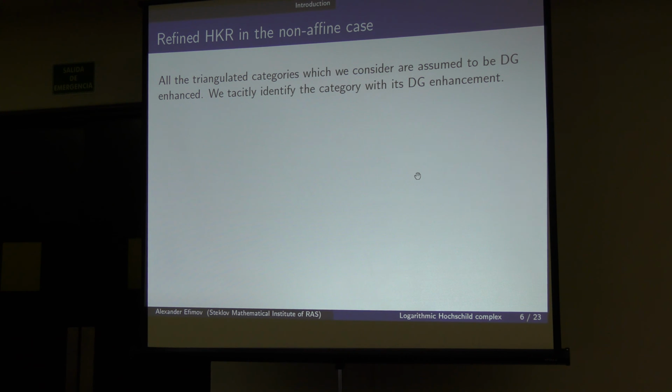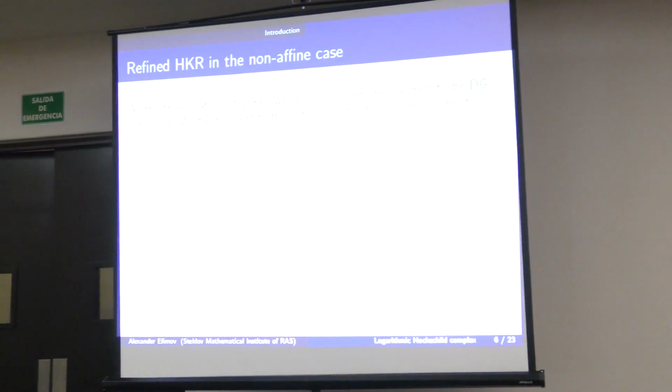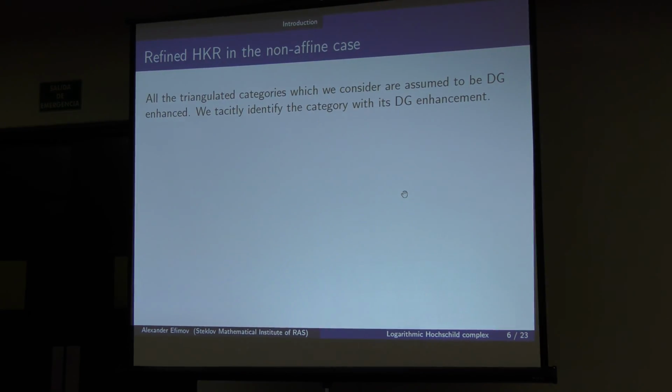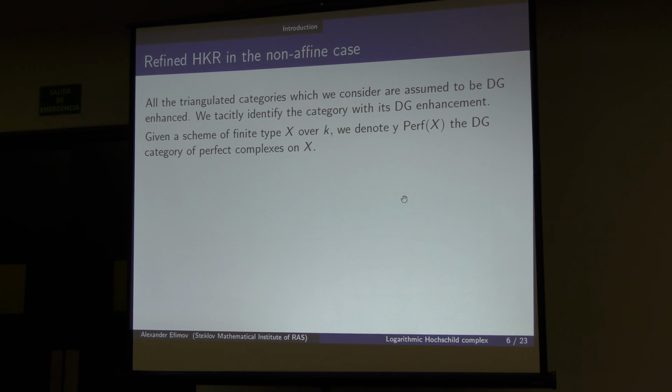All the triangulated categories which I will consider are assumed to be DG, and we basically identify them. This statement is not quite true, I will need some more, but let's say all the triangulated categories which are related to geometry directly will be DG. I shouldn't have written this, because it is a wrong statement. But at least any category associated with an algebraic variety will be DG.